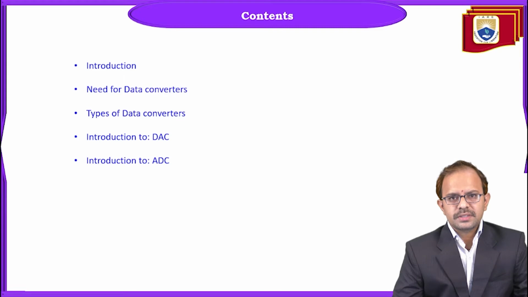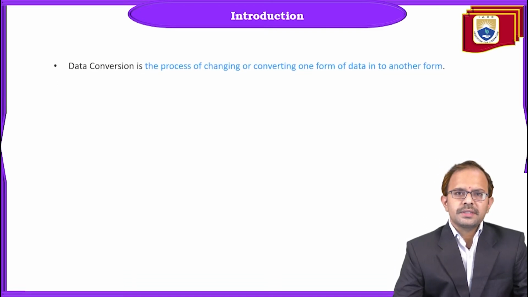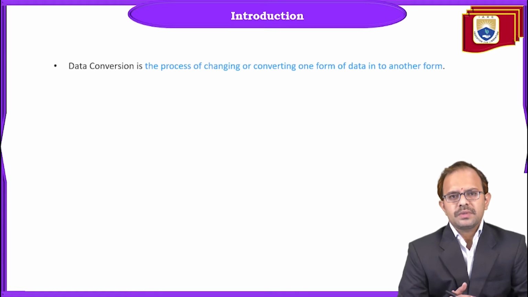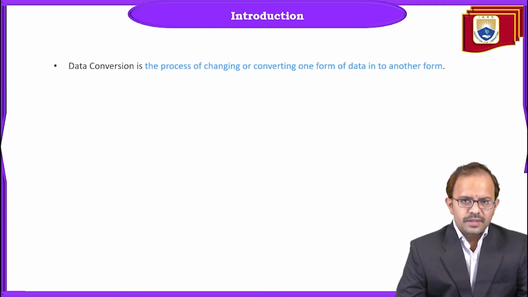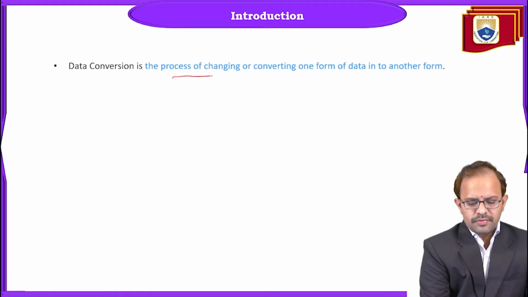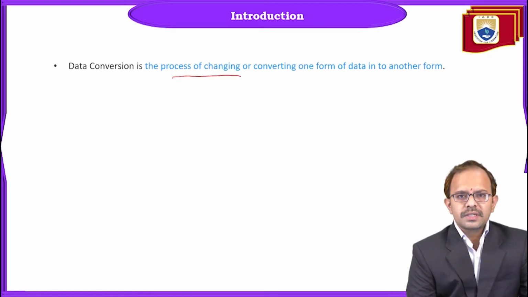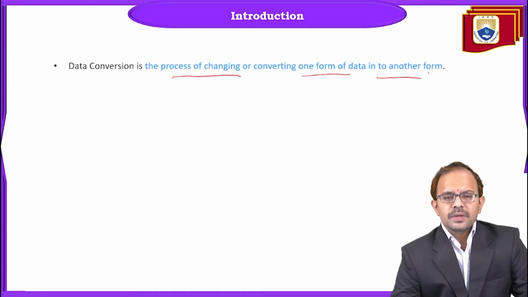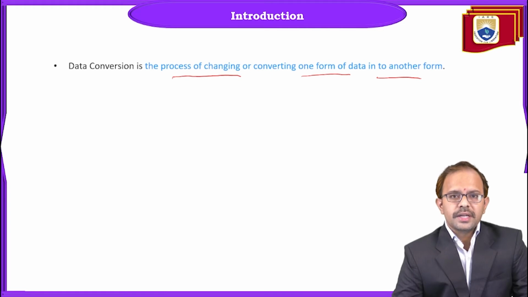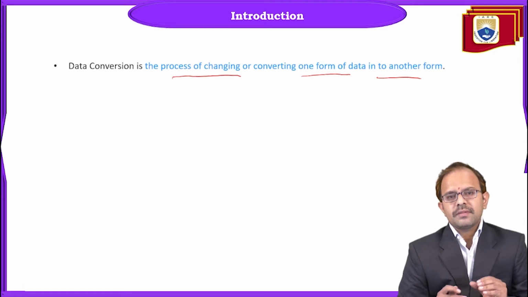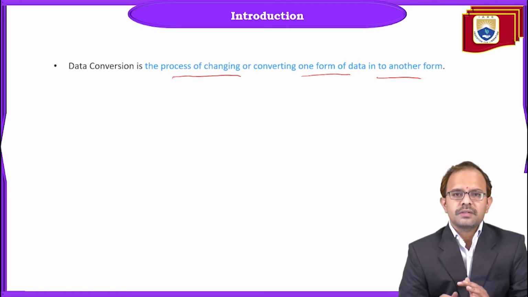analog to digital converters. If we look at the trend in data conversion, what is meant by data conversion? Data conversion is nothing but a process of changing or converting one form of data into another form. In general, we have various types of data. The data can be in analog form or in digital form. So these data converters convert data from one domain to another domain.